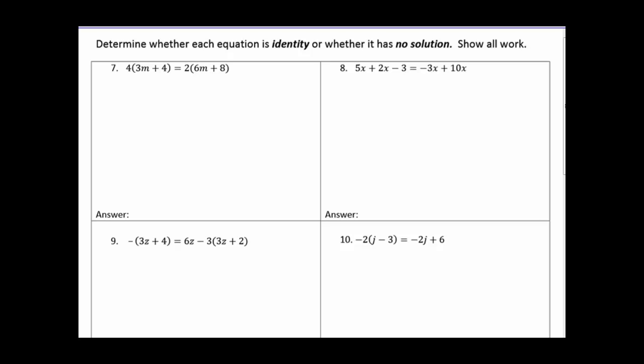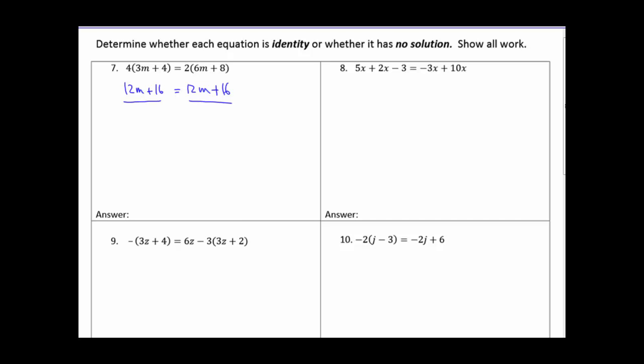So number 7. If we use the same properties we've been using, we're going to distribute through. We're going to get 12m plus 16, which is equal to 12m plus 16. If we notice, those expressions are both the same. 12m plus 16 is equal to 12m plus 16. So that right there is an identity.